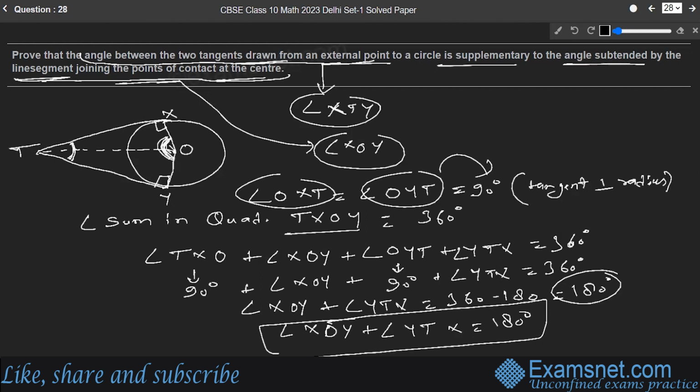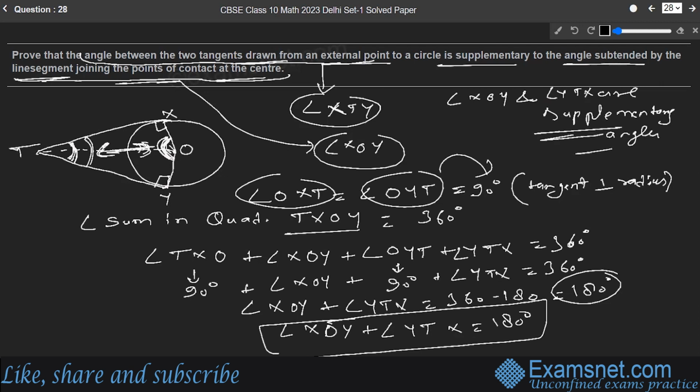Now the result has come. This angle plus the other angle, YTX, which is nothing but the angle between the two tangents. The sum of these two angles is coming out to be 180 degree, and two angles whose sum is 180 degree are always supplementary. So it has been concluded that angle XOY and angle YTX are supplementary angles, because their sum is 180 degree only. So it has been proven.